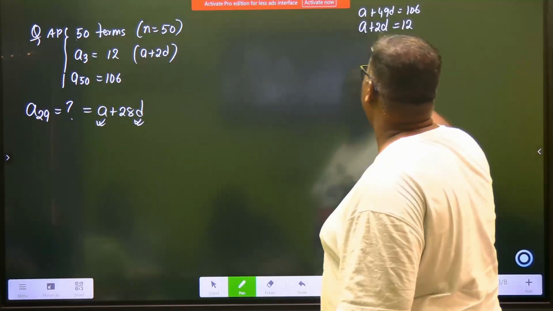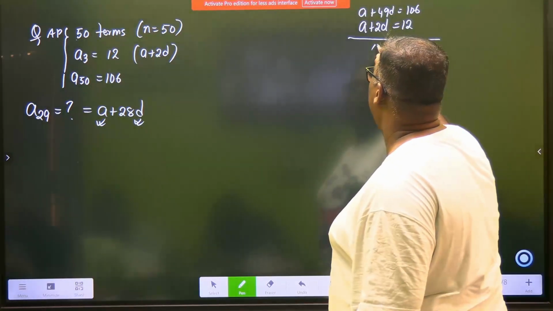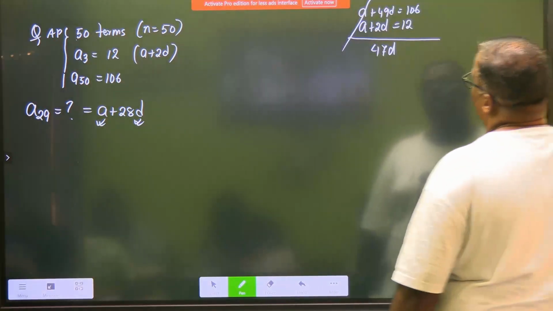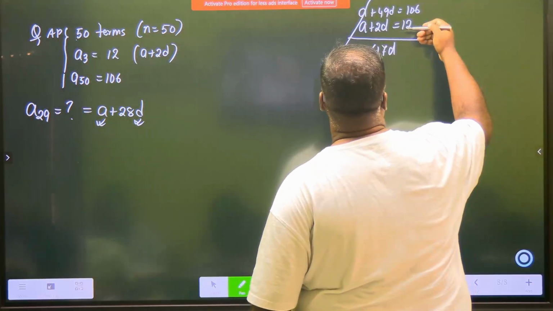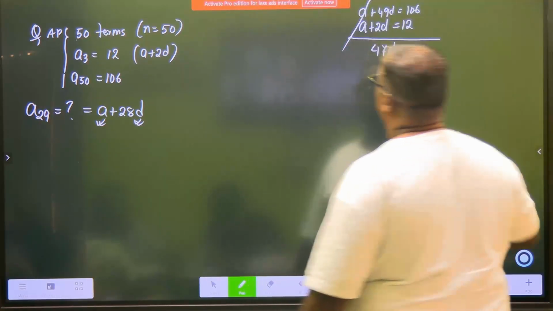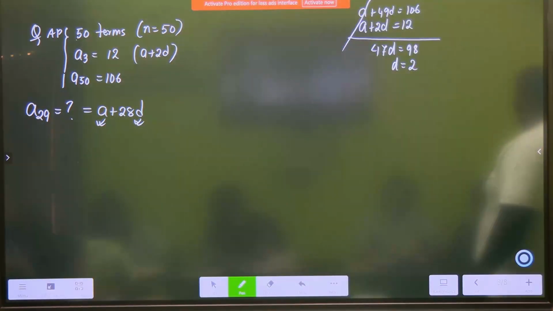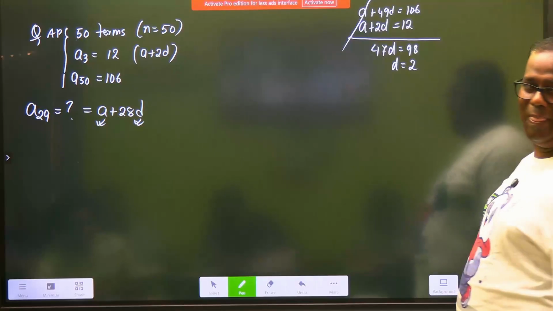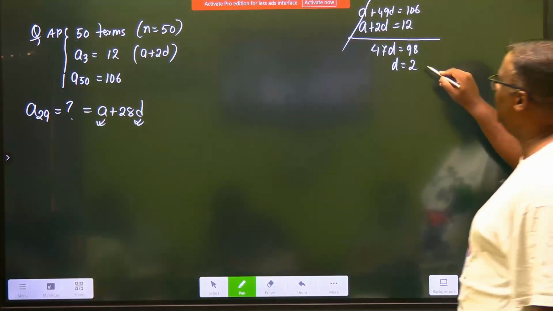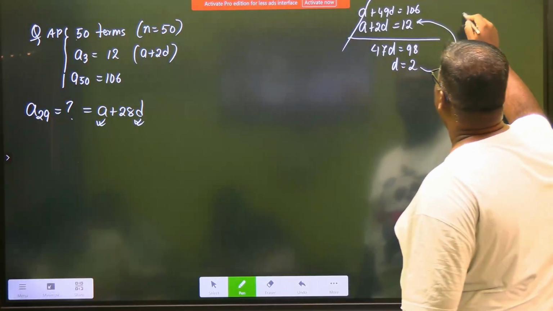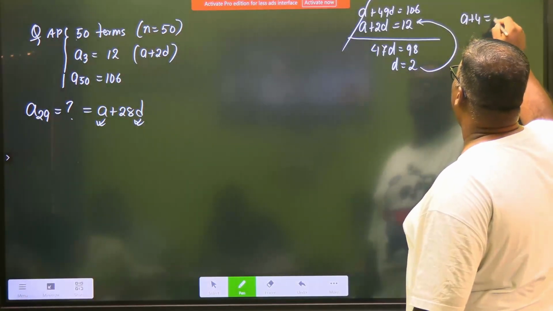Now let us subtract this. How much do you get? 47D, because the A's will go away. And 106 minus 12 is 94. That means D is equal to 2. D तो मिल गया भाई साहब. D is equal to 2. Now which equation will I punch it into? I think this is an easier equation. Let's punch it here. So we get A plus 4 is equal to 12.